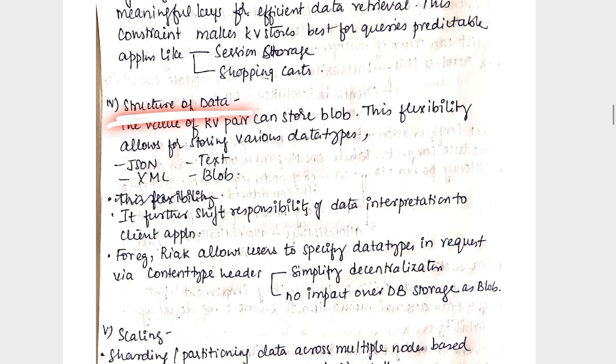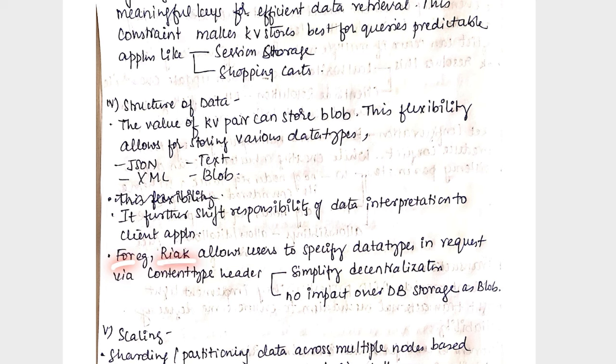Next, we have the structure of data. The value part of a key value pair can store a blob, that is, a binary large object. Along with that, it can also store JSON format, XML format, text, blob, all these things, right? So it further shifts the responsibility of data interpretation to the client application. We have seen this previously also: the responsibility of interpreting or understanding the data goes to the client application.